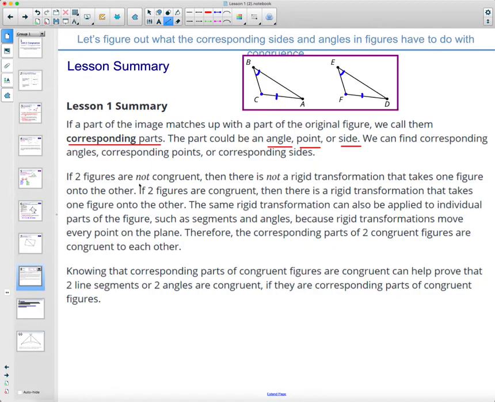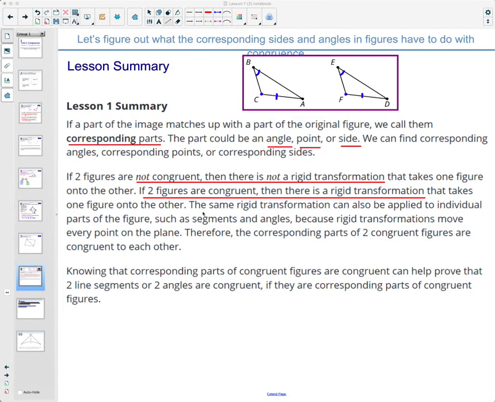Then if the two figures are not congruent, that means there's not a rigid transformation. So we saw if the two shapes are congruent, then there is a rigid transformation that can take one to the next. If they're not congruent, then there isn't a rigid transformation. And this next part says the same rigid transformation can also be applied to individual parts. So if we just wanted to translate one part or rotate, reflect one part to get one angle on top of the other, that would also be possible.